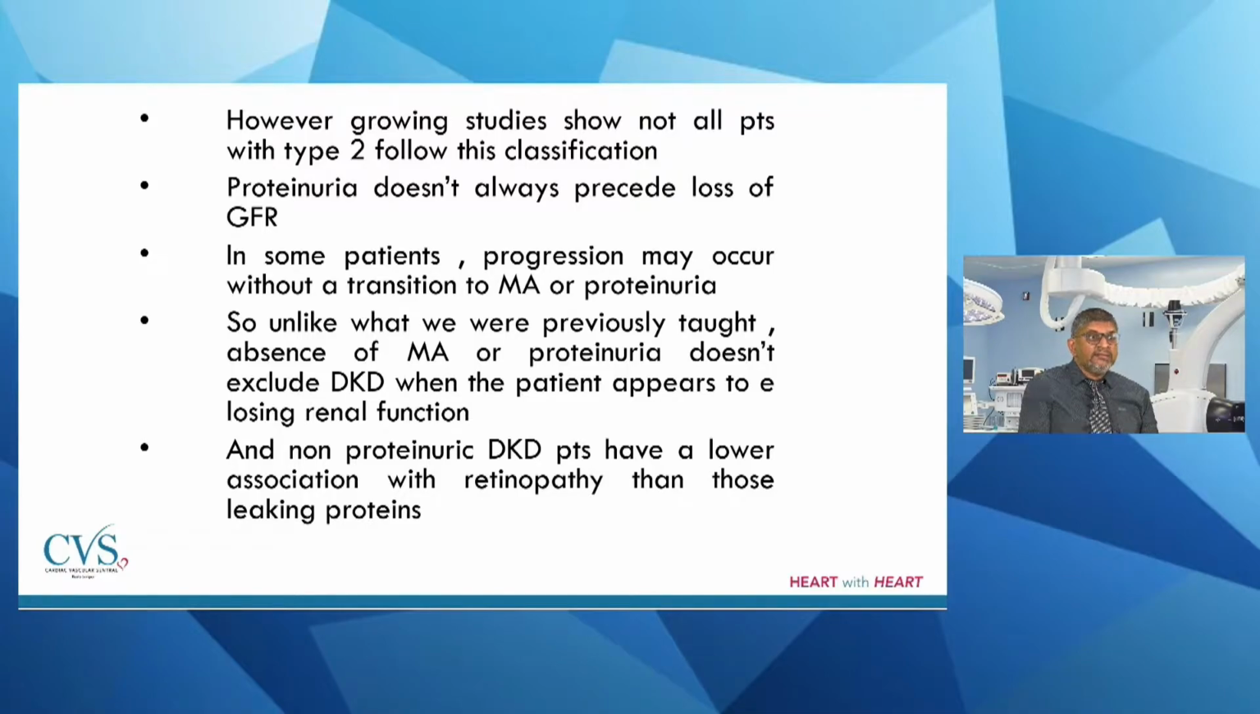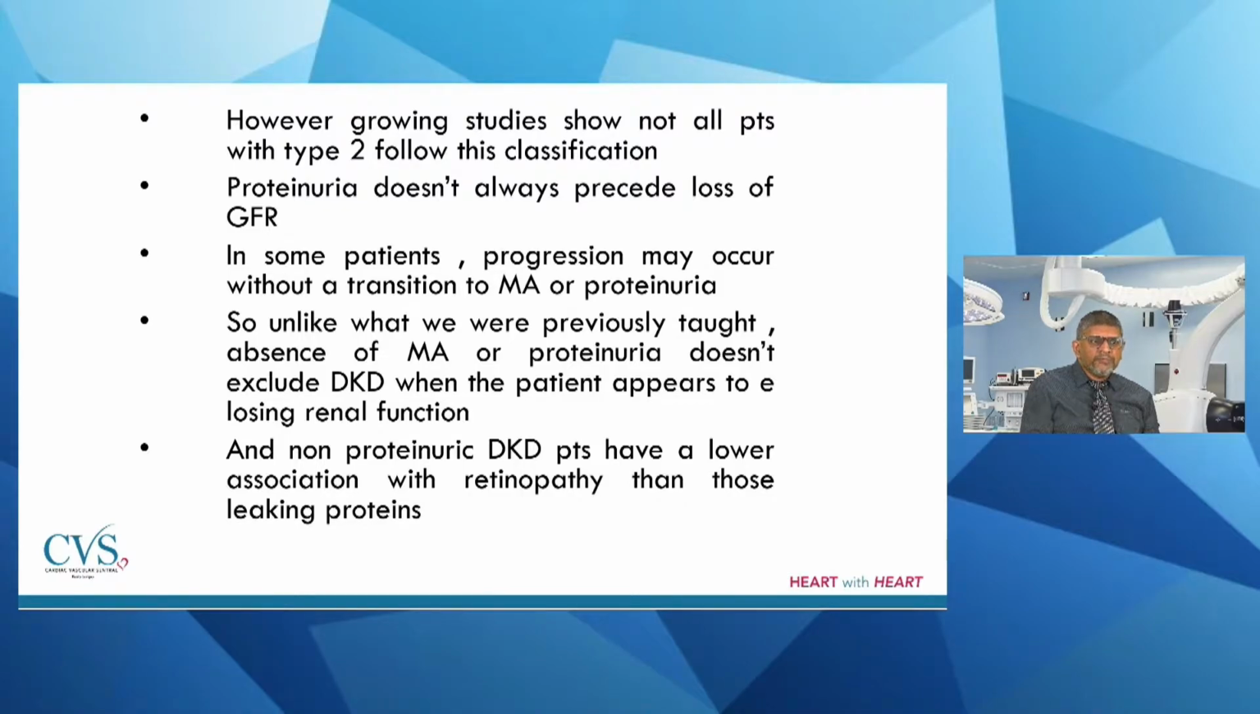So like I said, a growing body of studies shows that not all patients, these are basically for type 2 diabetes, follow this classification. So proteinuria doesn't always precede loss of glomerular function. In some patients, progression may occur without a transition to a period of microalbuminuria or proteinuria. So unlike what we were previously taught, the absence of microalbuminuria or proteinuria does not exclude diabetic kidney disease when the patient appears to be losing renal function.